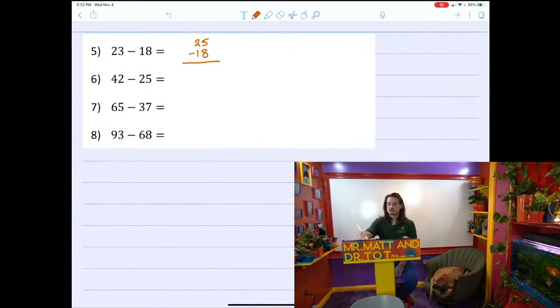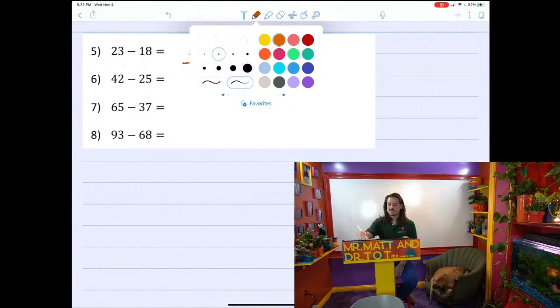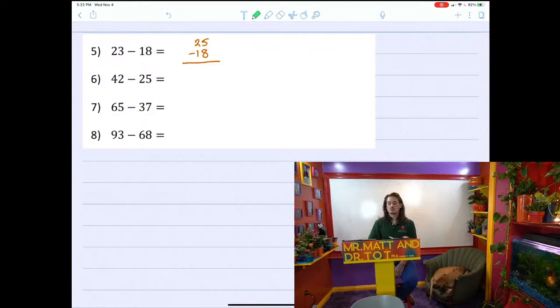So I'm going to subtract 1 from the tens value. 2 minus 1 is 1. So I'm going to take one of the tens away. But remember, that 1 represents 10 ones. So the value of 1 in the tens place has a value of 10 units, or a value of 10 in the ones place.